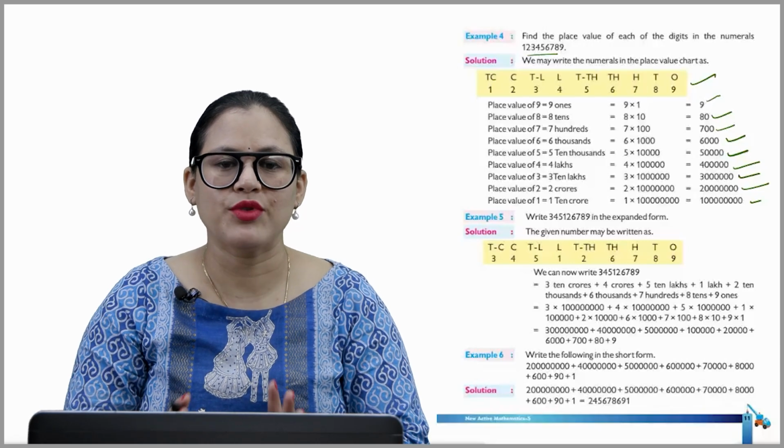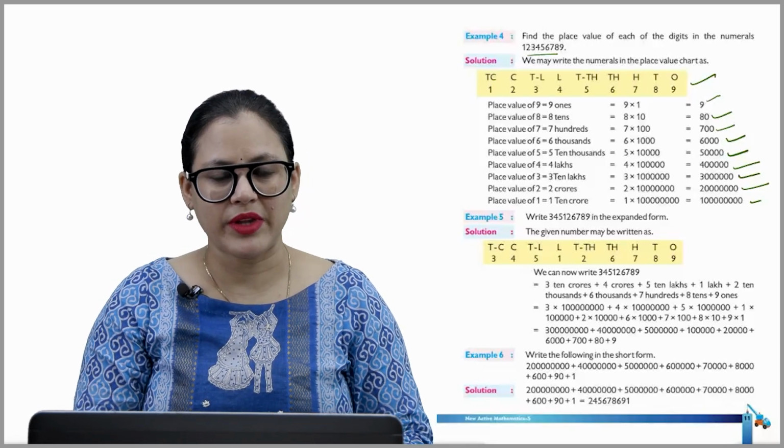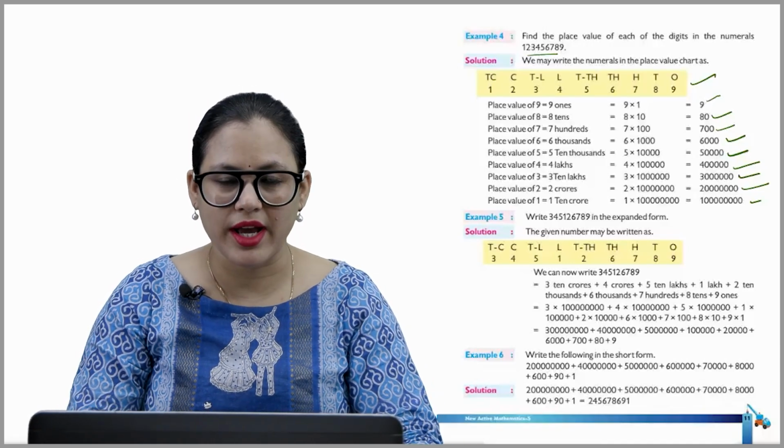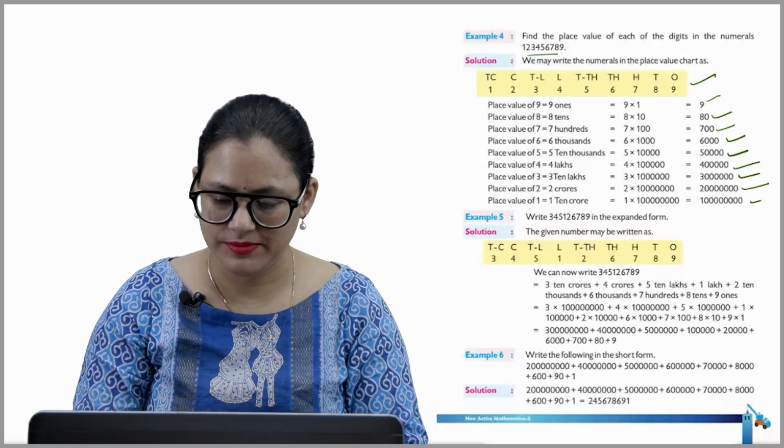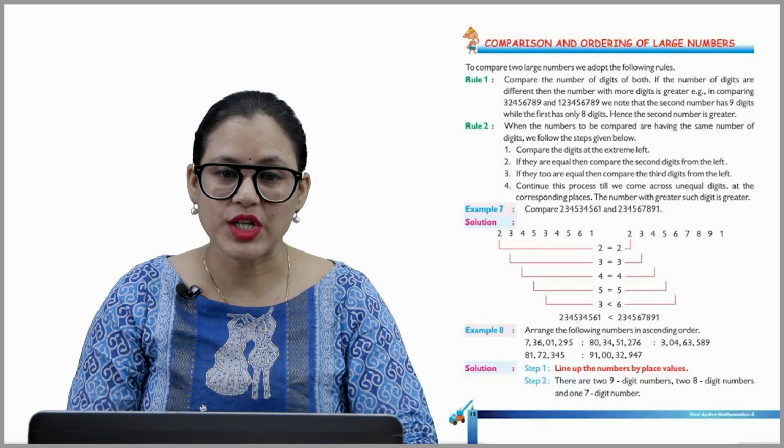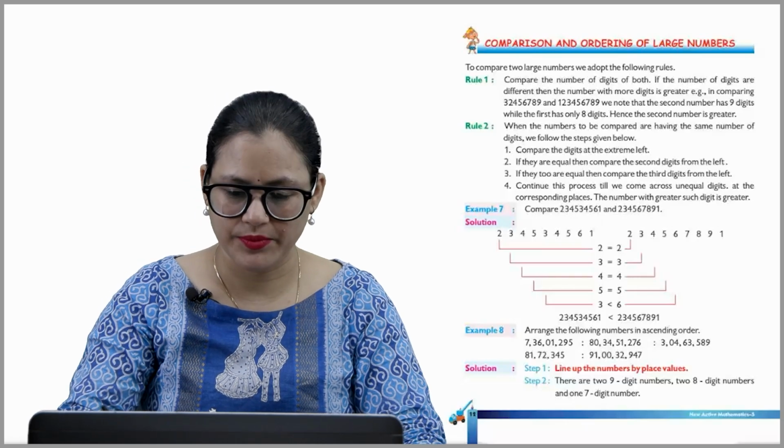Example 5, you have to write this number in expanded form, and example 6, you have to write this expanded form in the short form. Okay. Now, comparison and ordering of large numbers.